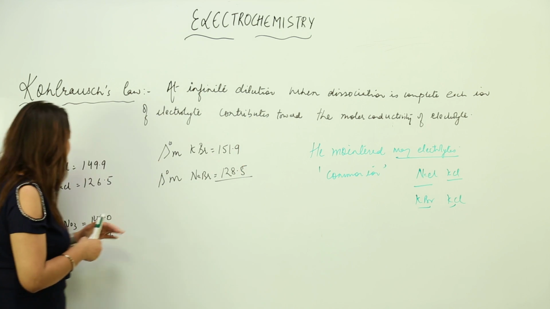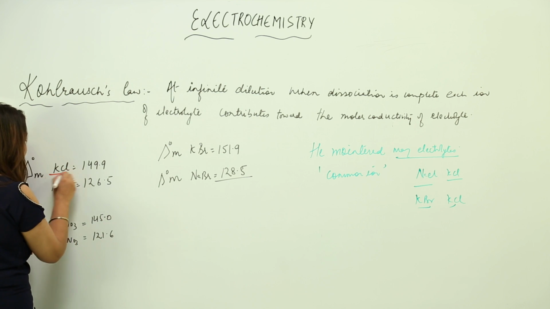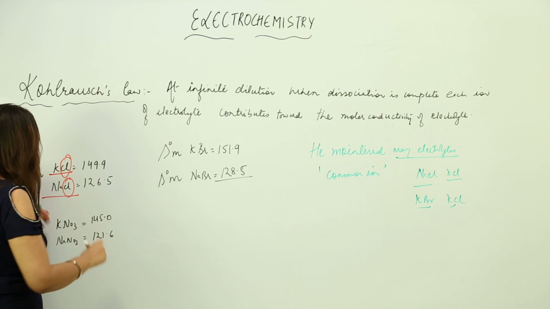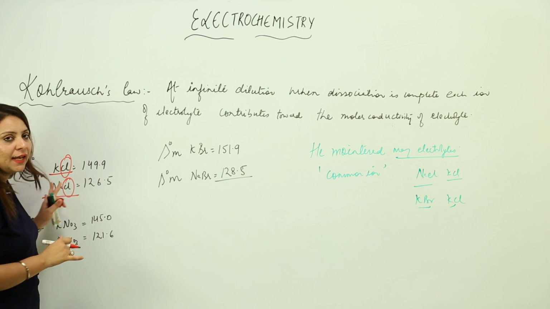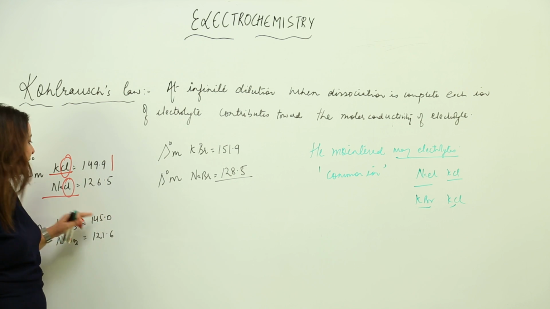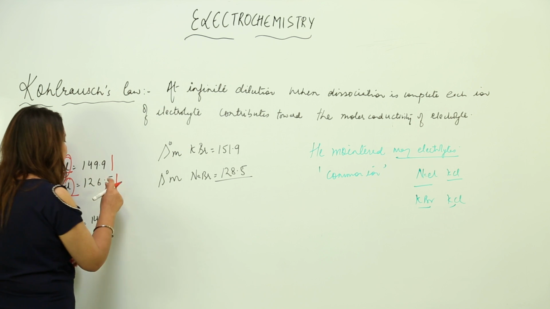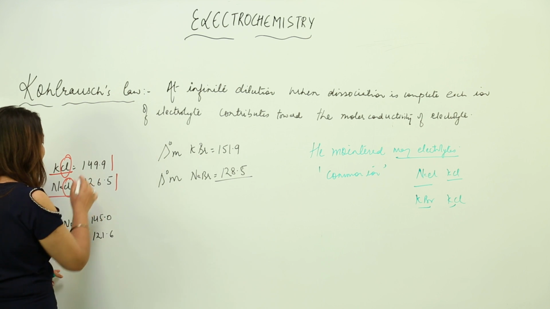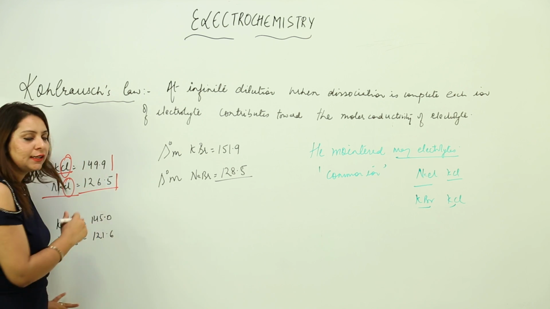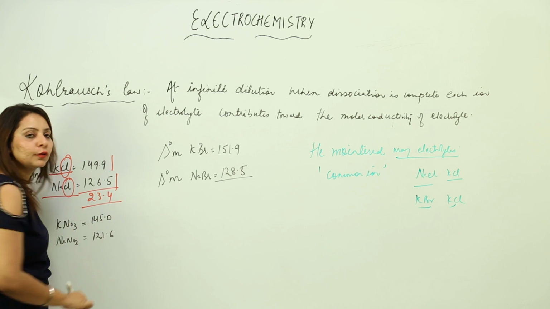Let me explain how. Suppose I have electrolytes with a common ion, let's say KCl and NaCl. As you can see, Cl is the common ion. The molar conductivity of KCl is 149.9, and the molar conductivity of NaCl is 126.5. So if I take the difference between the conductivities, it comes to 23.4.